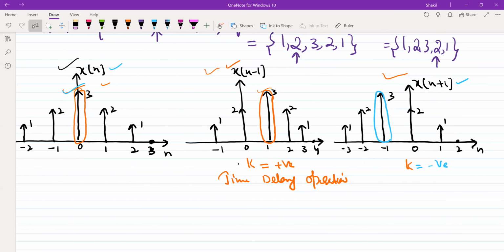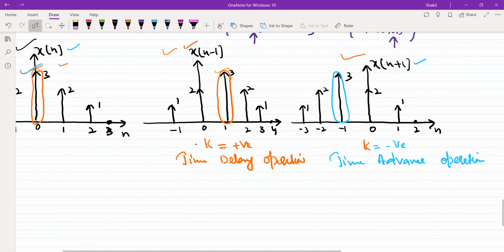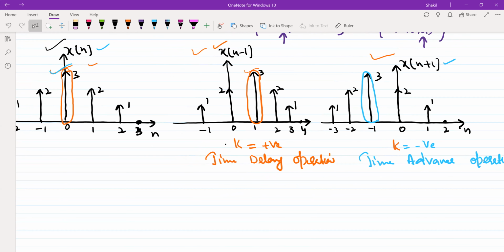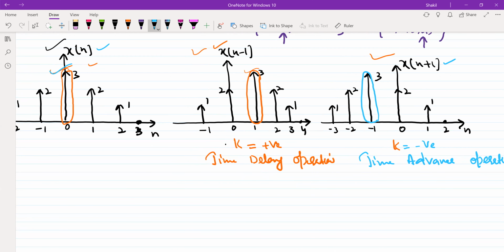So this is a time advance operation. So this is a time advance operation of this sequence. So x of n plus 1 is actually a time advance operation of x of n. You can compare the rest of the samples, you will get the same answer. So this is a time advance operation, this is a delay operation. So when k is positive, this becomes a time delay operation. When k is negative, this becomes a time advance operation.